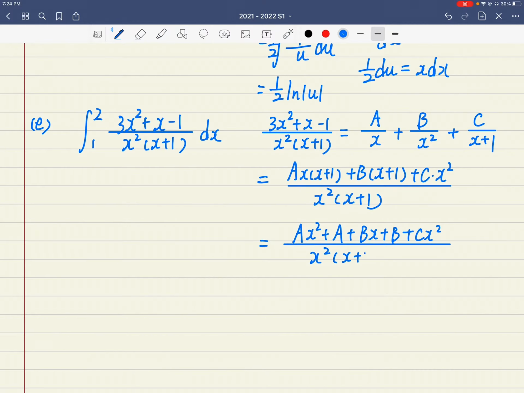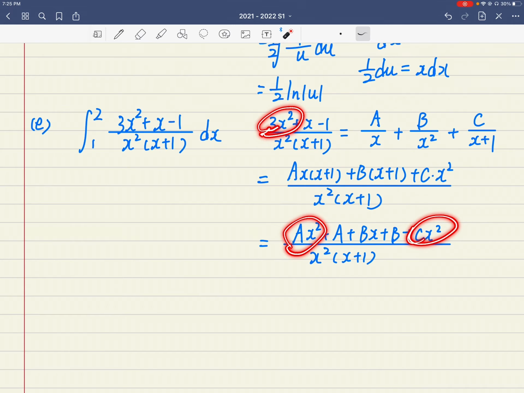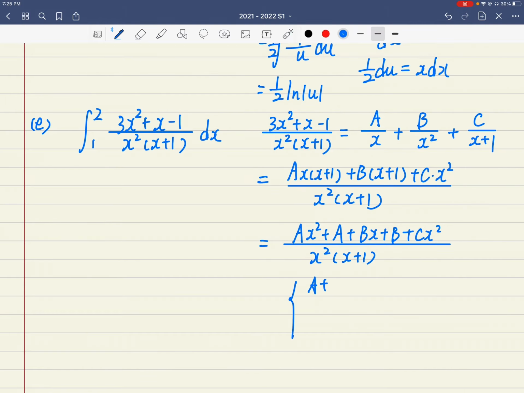As you can see here, ax squared and cx squared, the sum should be 3x squared, right? So a plus c should be 3. And then here we have bx, so I have x here, so b should be 1. And I also have -1, I have a plus b, so a plus b is -1. Again, just solve it. So b is 1, a plus b is -1, a is -2, c plus a is 3, so c must be 5.